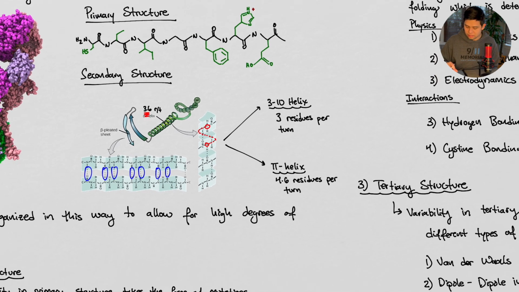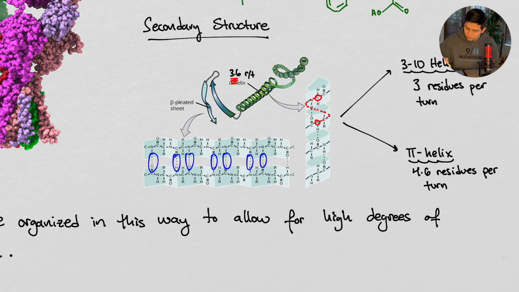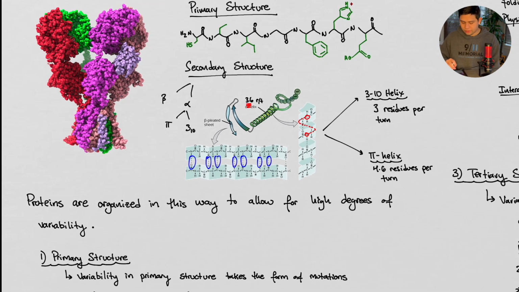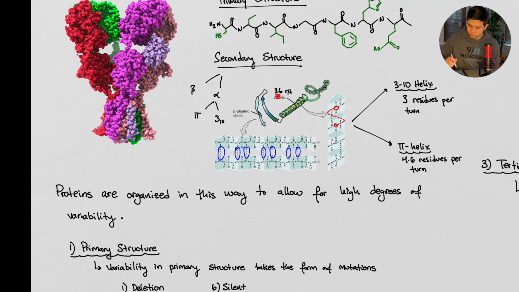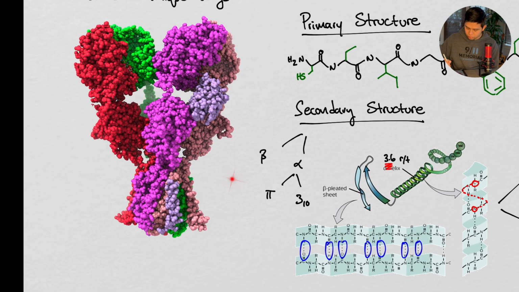So we have variability in the secondary structure, right? The secondary structure, again, branches off between beta pleated sheets and alpha helices, and then the alpha helices branch off into the pi helices and the 3-10 helices. So we have some variability here, and again, the variability encodes the type of functional attributes that these proteins can have. And this is all embedded in a protein right here.